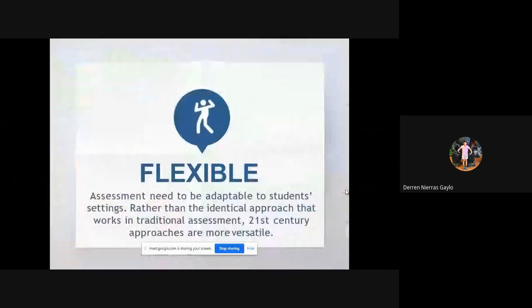Second, in the 21st century, assessment should be flexible. It needs to be adaptable to the student settings. Rather than the identical approach that works in the traditional assessment, 21st century assessment approaches are more versatile. So it's adaptable, versatile. Let's have an example.